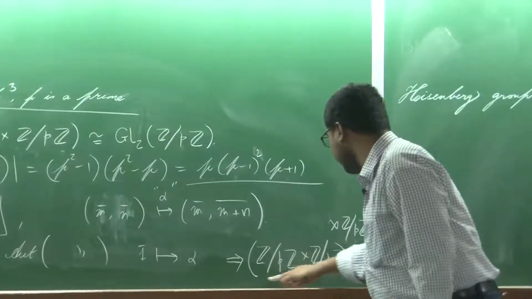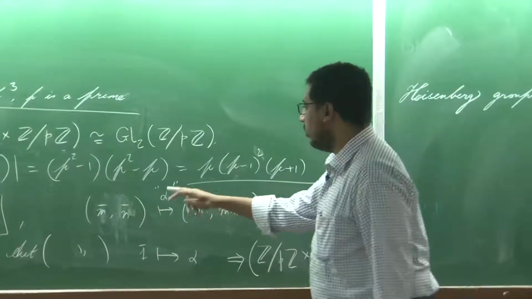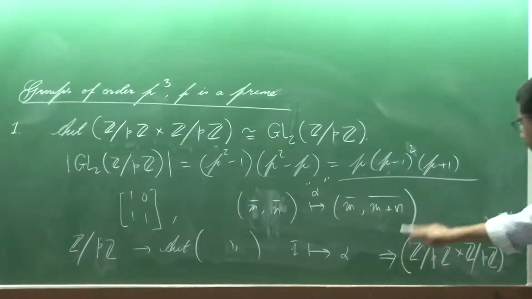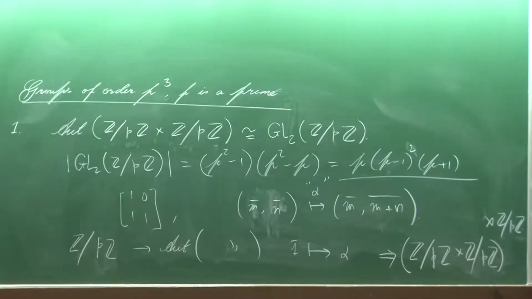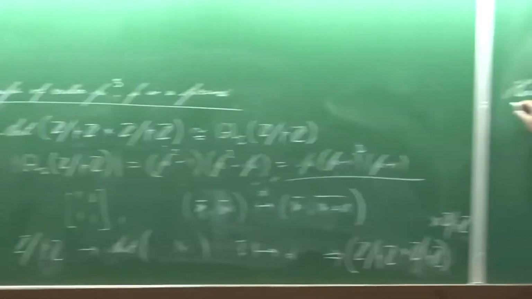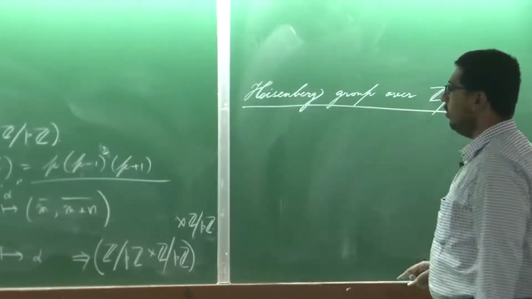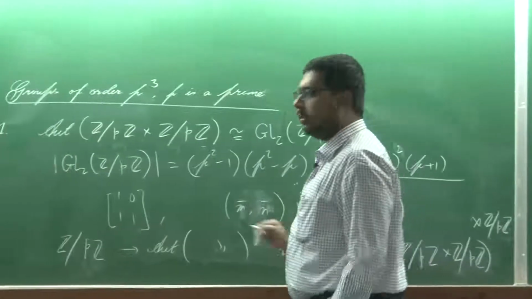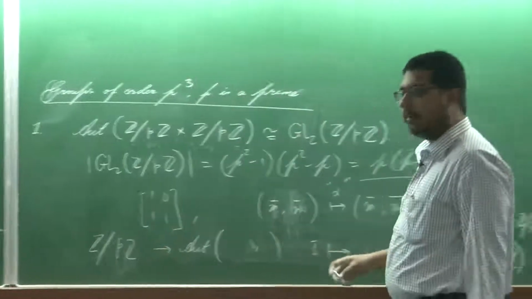Because of this uniqueness, it is reasonable to give this unique non-abelian structure a name, and that is exactly called the Heisenberg group of order Z modulo Pz. As I said, up to isomorphism, it doesn't depend upon the choice of the non-trivial homomorphism.